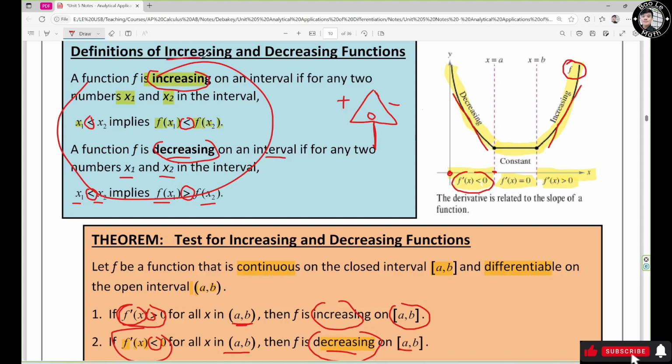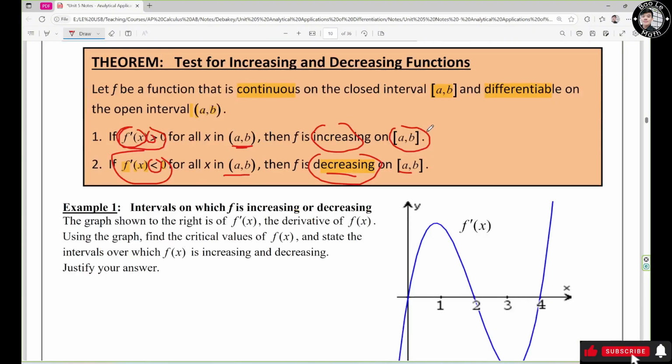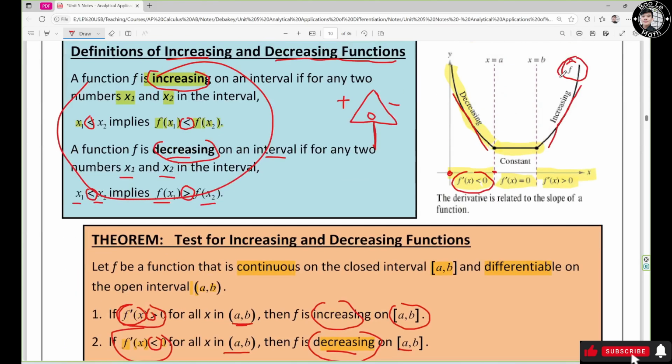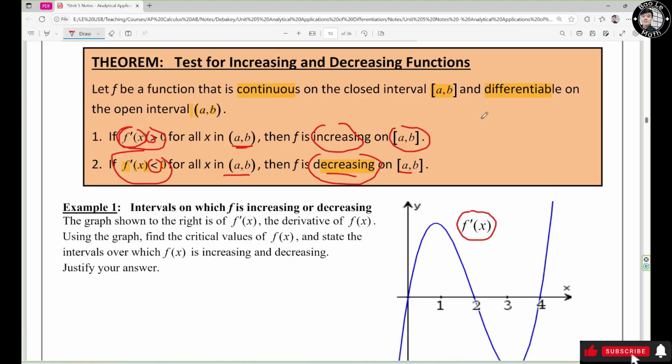When you work on the increasing or decreasing function problem, you need to be careful with the graph of the function. The given graph f of s will be different from the given graph f prime of s. Now let's take a look at the first example. Given the function f prime of s, this is different from given f of s. Find the intervals on which f is increasing or decreasing. The graph shown to the right is f prime of s, the derivative of f of s. Using the graph, find the critical values for f of s and study the intervals over which f of s is increasing, decreasing, and justify your answer.